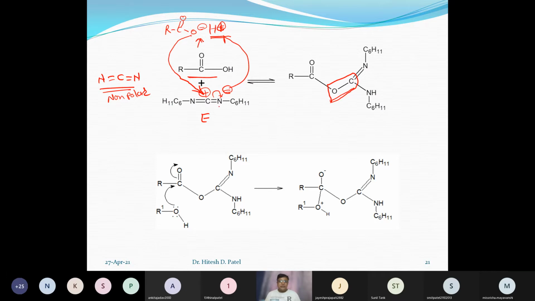After that, as we have seen here, nitrogen has pulled electrons from the carbon, so nitrogen now has a negative charge. When nitrogen has a negative charge, it is attached with the hydrogen, so we will get NH bond formation. So this is the first step of the reaction. The reaction is initiated by DCC. Okay. Now after that, what happened?